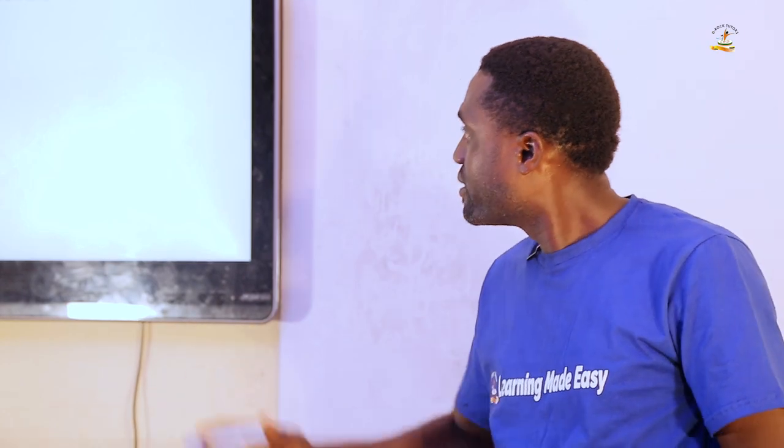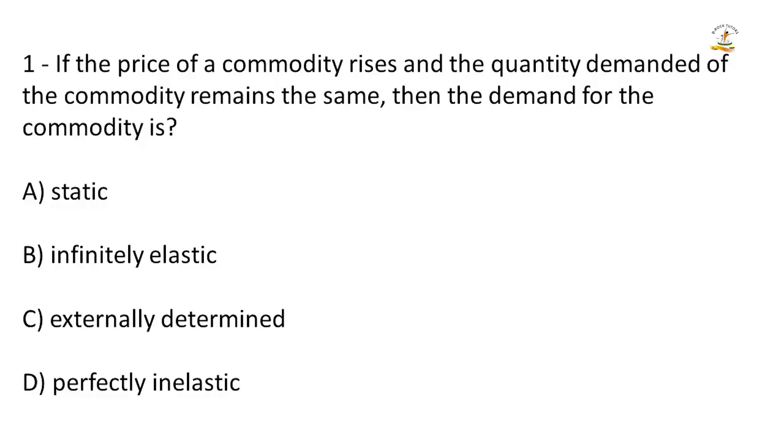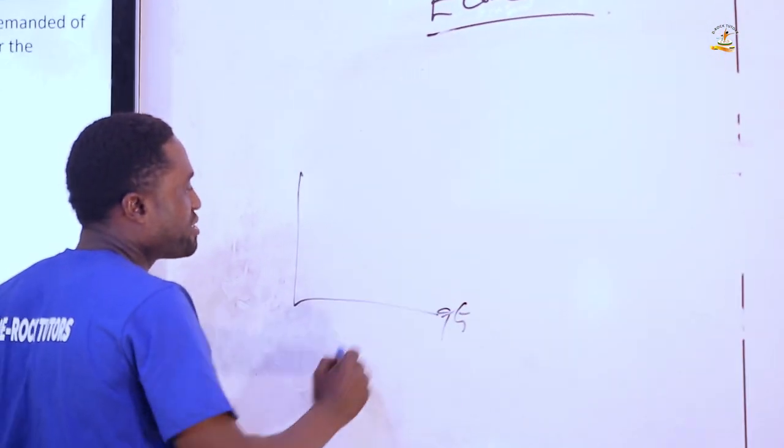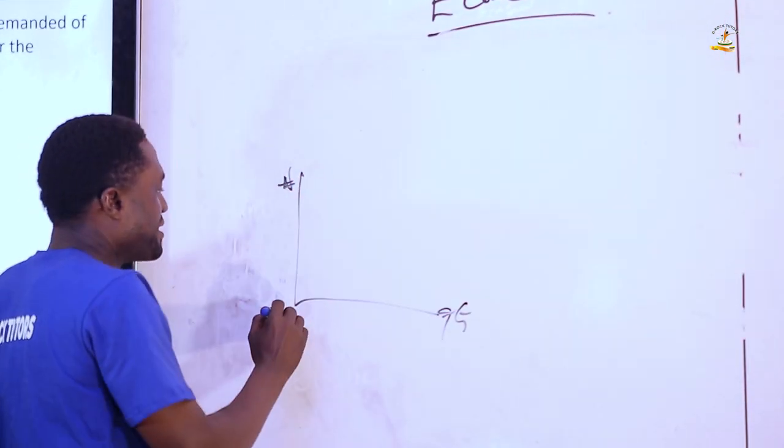Question number one. If the price of a commodity rises and the quantity demanded of the commodity remains the same, then the demand for the commodity is A, static, B, infinitely elastic, C, externally determined, D, perfectly inelastic. To get these questions right, you can make use of a graph. This is quantity demanded, and this is the price.